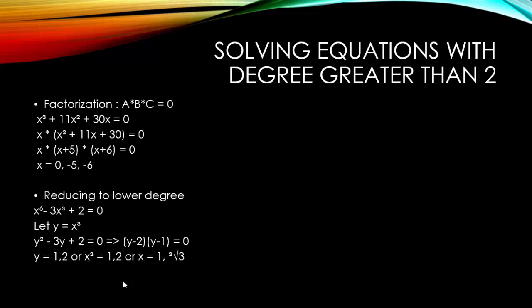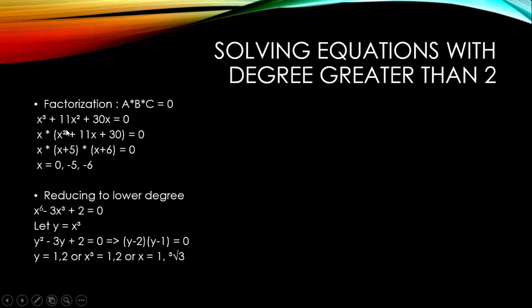Factorization. This is the easiest approach to solving higher degree equations. Though there is no general rule to do this, generally a knowledge of algebraic identities helps. The basic idea is that if you can write an equation in the form a into b into c is equal to 0, where each of a, b, c are algebraic expressions, then once this is done, the solution is obtained by equating each of a, b, c to 0 one by one.